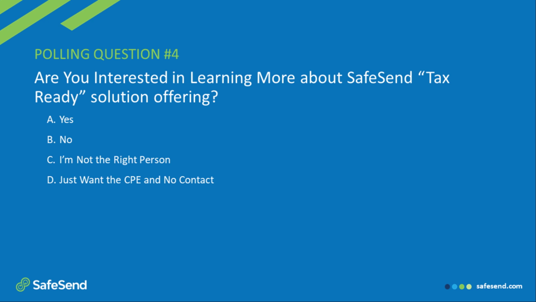And I was going to say, Isaac, we're very open to somebody that says I'm not the right person or just want the CPE and no contact. So we ask this question so that we understand who to contact potentially and who not to, and be very respectful of that. Yeah, and we do, some of those people, but you also have a good number, 40%, that say they are ready. They're interested in learning a bit more about the SafeSend Tax Ready solution. So I think there's a lot of ways with SafeSend to improve the client communication process around tax.